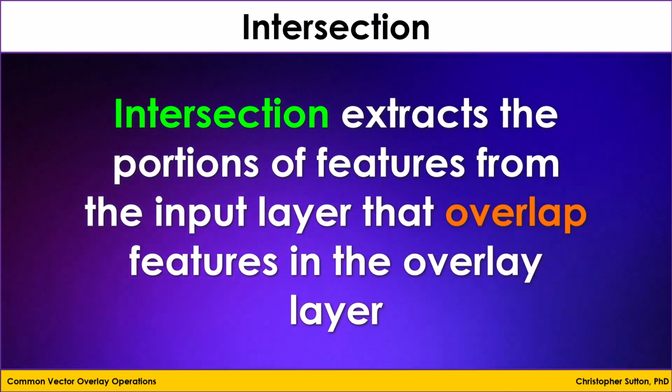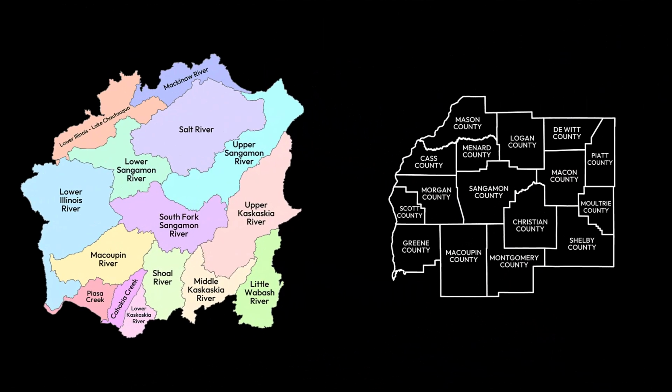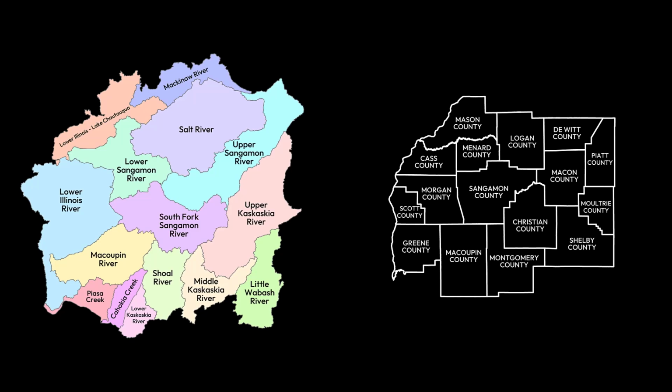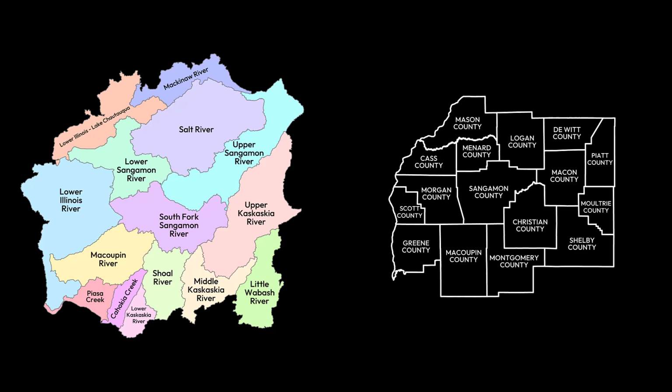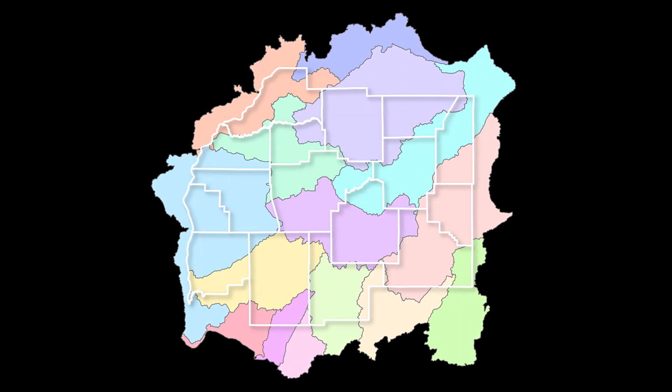Let's look at an example of intersection. Here we have two layers. On the left are watersheds found in central Illinois, and on the right are counties in central Illinois. They are to scale so you can see how the watershed areas are much larger than the counties. Here are the two layers georeferenced so you can see the location of the counties relative to the watershed areas.